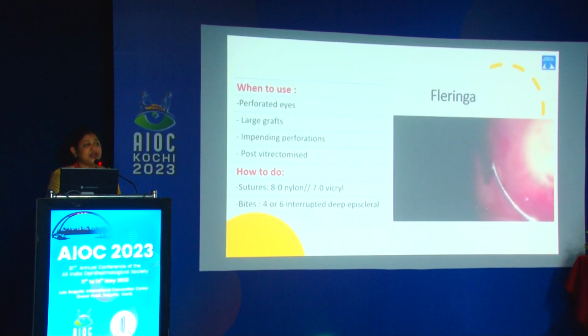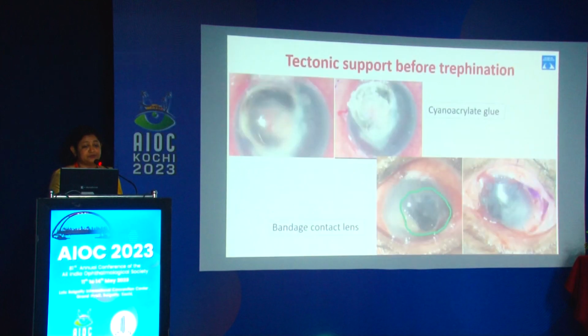We can use either a nylon or 7.5 grit, and what we need are 4 to 6 sutures to make sure that the sclera doesn't collapse. And the size of the Flieringa ring can be 2 to 3 millimeters larger than your graft-host junction, so that it doesn't interfere with your suturing.